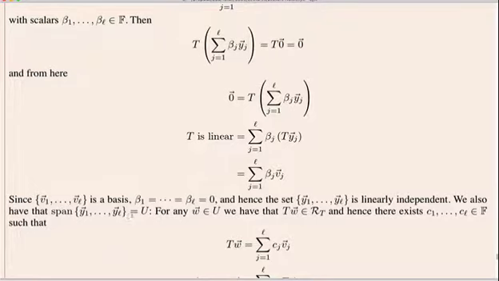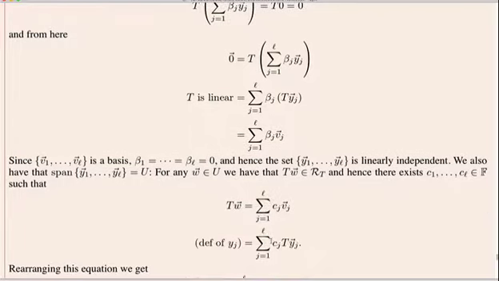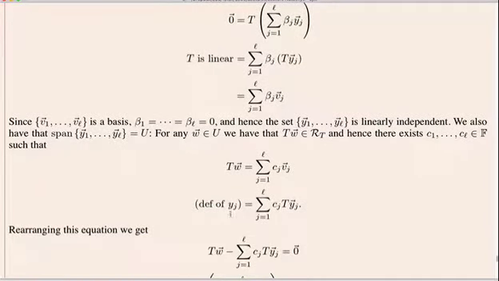We also have that the span of the y vectors is U, because if you have any w vector in U, then T(w) is in the range. That means that we can write it as a linear combination of the v_j's, because those are the basis vectors in the range. But according to the definition of the y's, v_j's can be replaced with T(y_j)'s. Then we rearrange this sum to get T(w) minus the sum c_j T(y_j) equals the 0 vector.